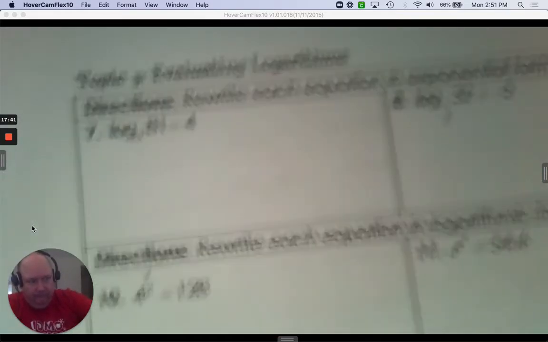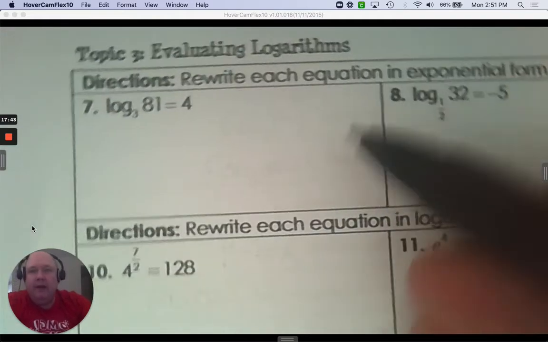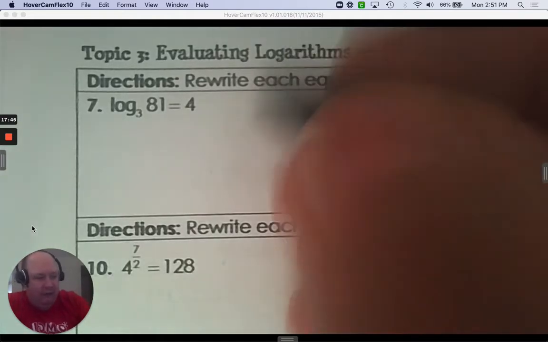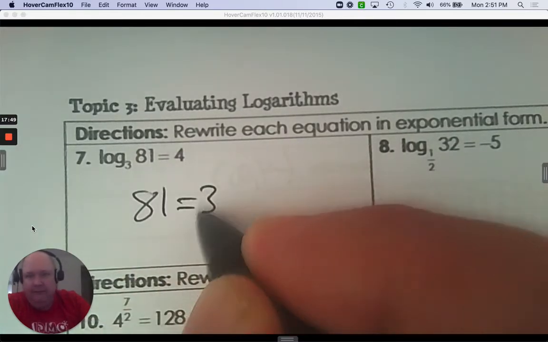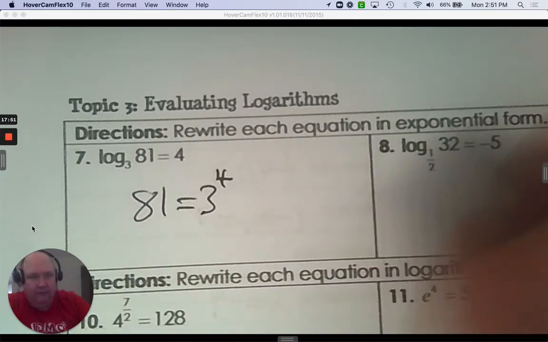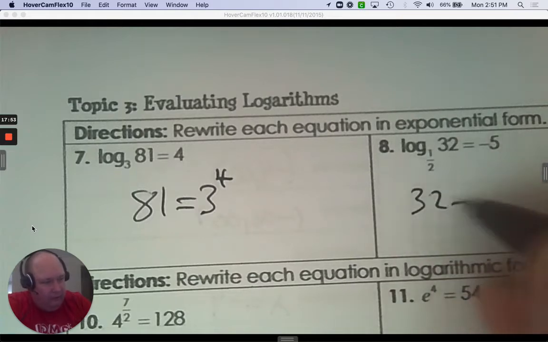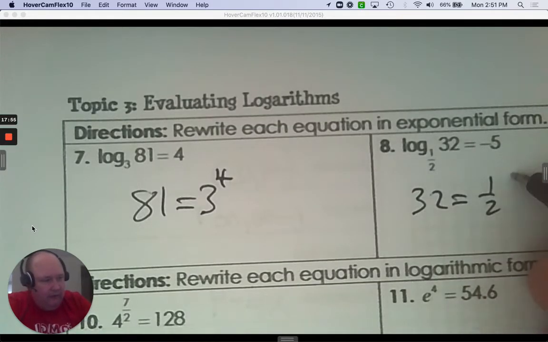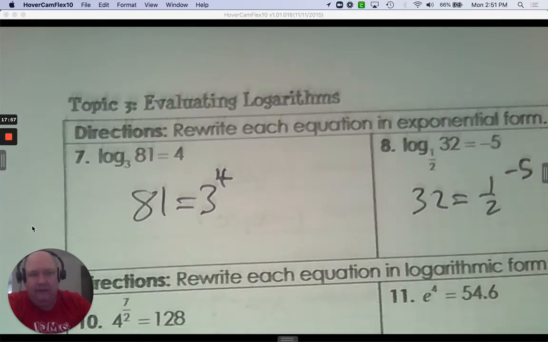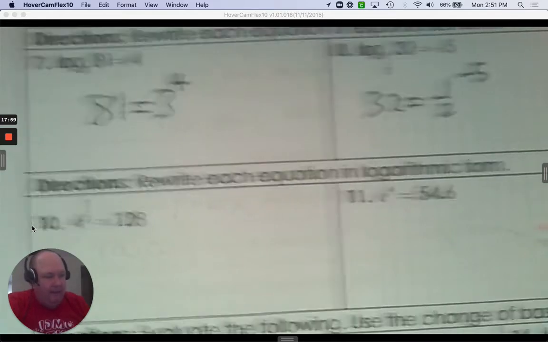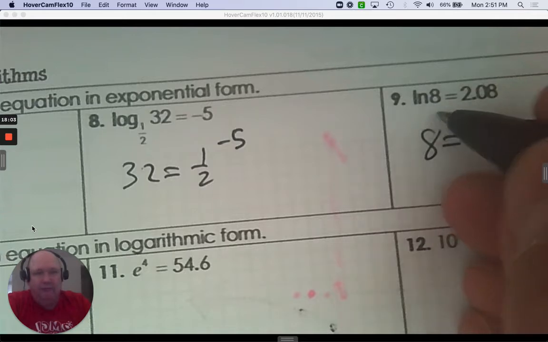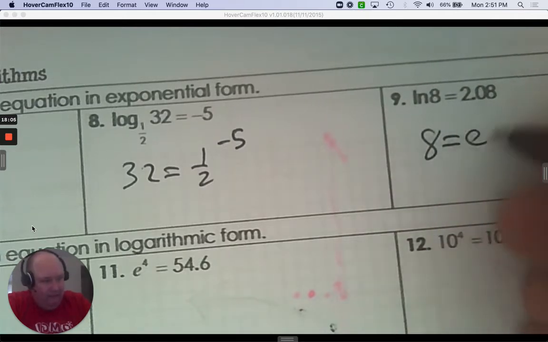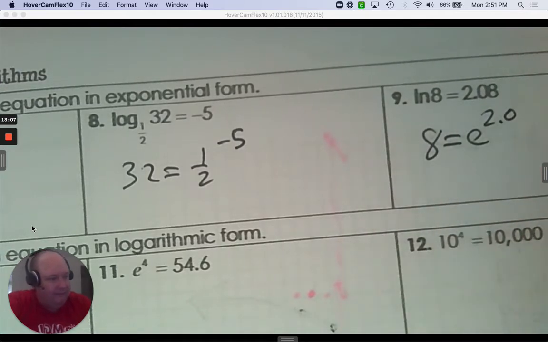Rewrite each equation in exponential form. So 81 is equal to 3 to the exponent 4. 1/32 is equal to 1/2 to the exponent -5. How about the other way? Oh, one more here. 8 is equal to, the base for ln is e, to the 2.08.